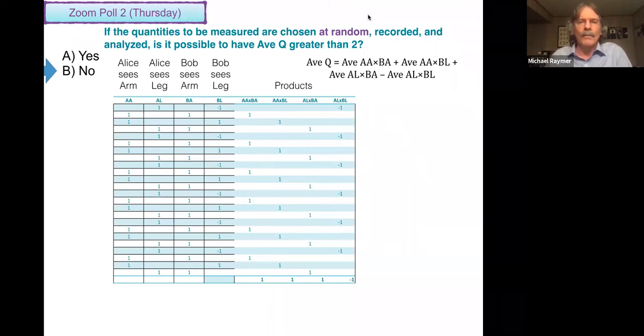As I just said on the previous slide, if the quantities to be measured, namely the 2 out of these 4 quantities to be measured on each trial, are chosen at random by Alice and Bob or by some other mechanism, and they're chosen uniformly, randomly, and fairly, and you have a large data set, then it's not possible to get Q greater than 2. That is essentially the most important statement of this entire session.